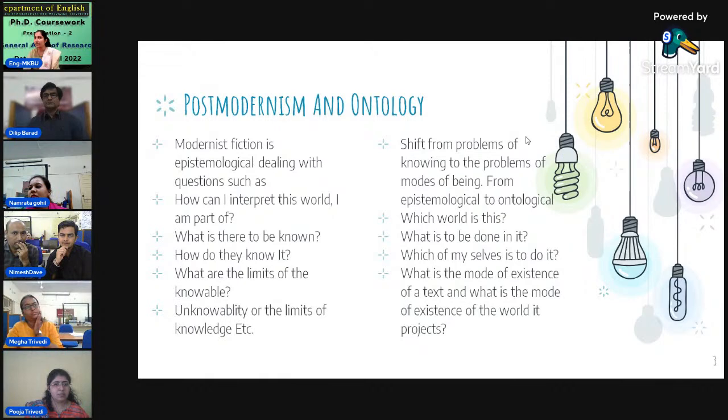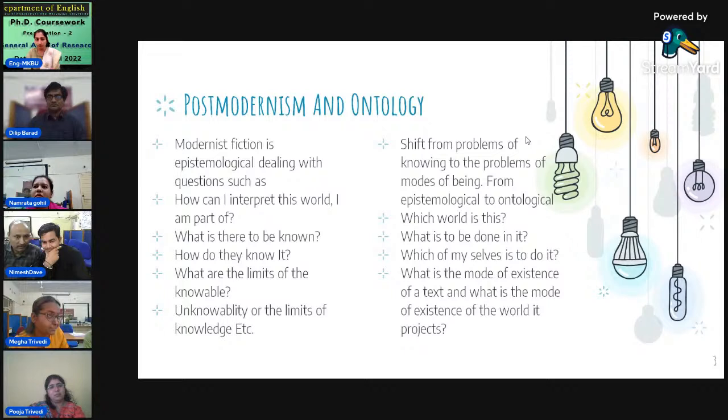These texts are discussing some themes, such as questions related to knowledge, like how can I interpret this world I am part of? What is there to be known? What are the limits of the knowable and unknowability, or the limits of knowledge? So all these are represented as themes of modernist fiction.